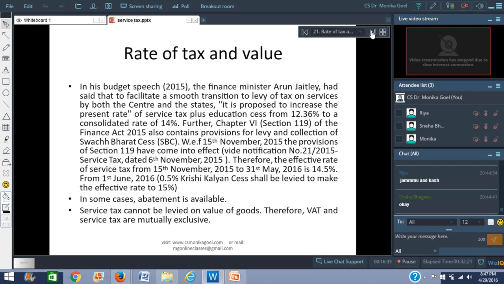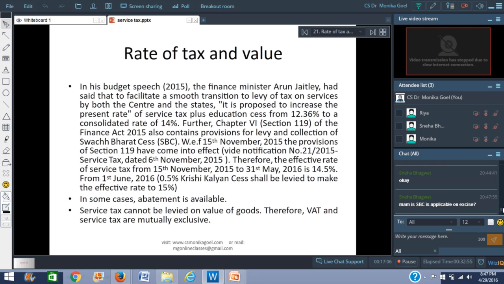This is not applicable for your examination, but in case you still want to mention it for the convenience or for the knowledge of the examiner that you know it, you can write it in the note as well, that with effect from 1st June 2016, the rate would be 15%, because 0.5% Krishi Kalyan cess shall also be levied. Right? So we have got various rates. It's not very difficult, but it should be in your information with the dates. Now, in some cases, definitely there is an abatement which is available, which I would be talking to you.